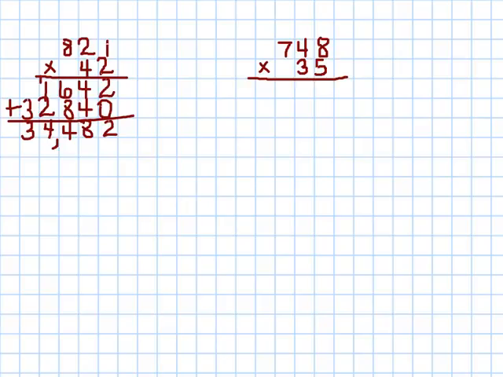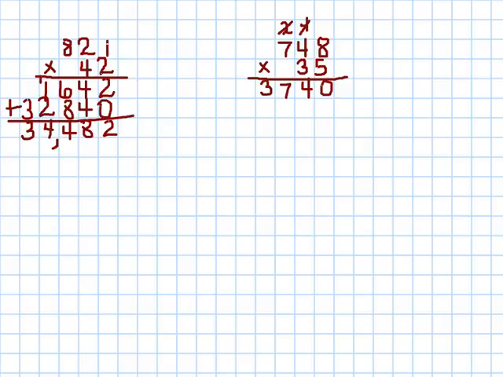748 times 35. We're going to work it one digit at a time, starting in the ones place. I have 5 times 8, and that is 40. Put my 0, carry the 4. And 4 times 5 is 20, plus that 4 up top is 24, and carry the 2. And then 5 times 7 is 35, plus that 2 up top is 37.